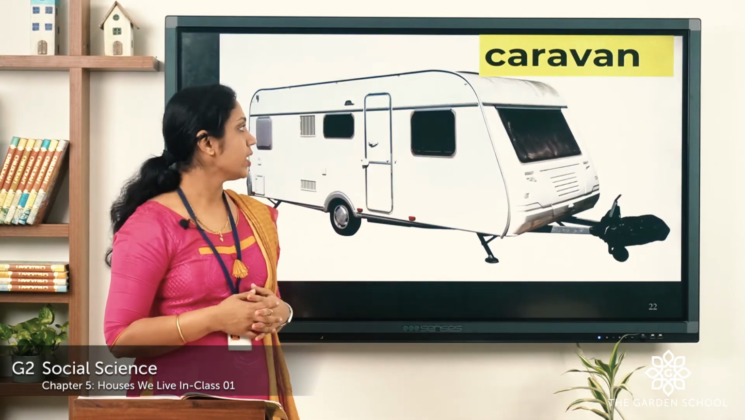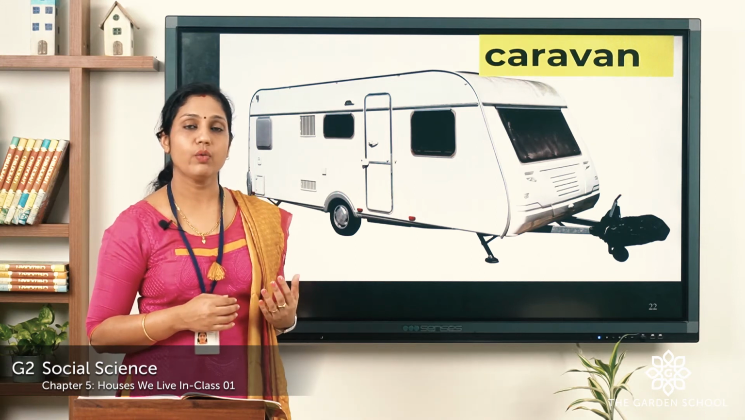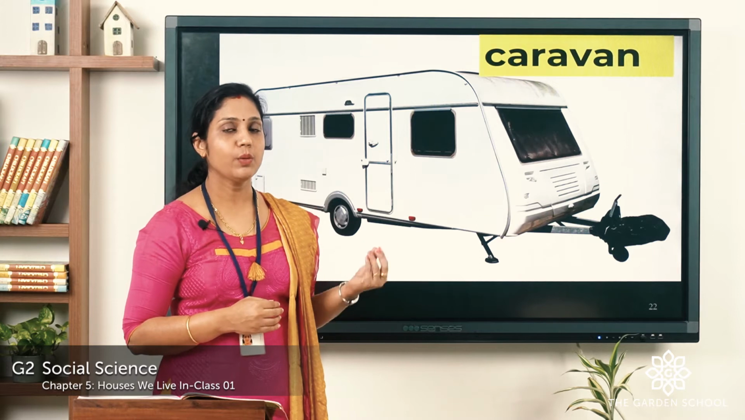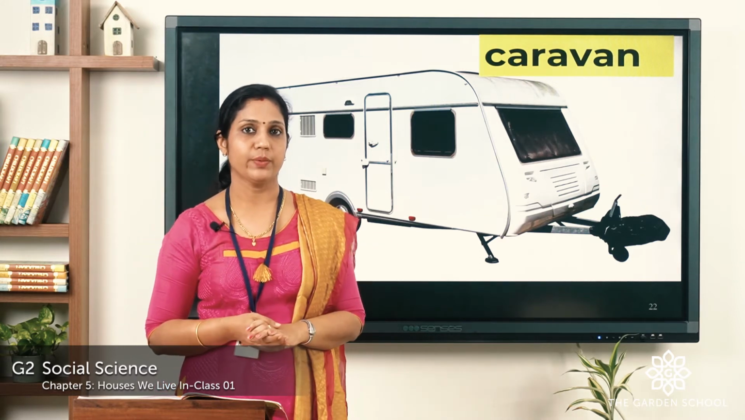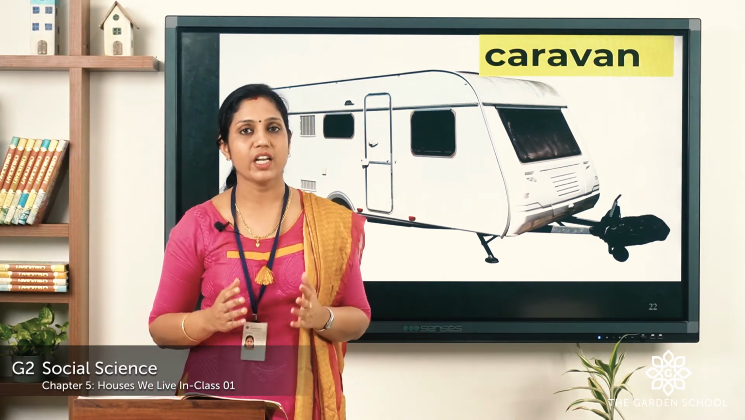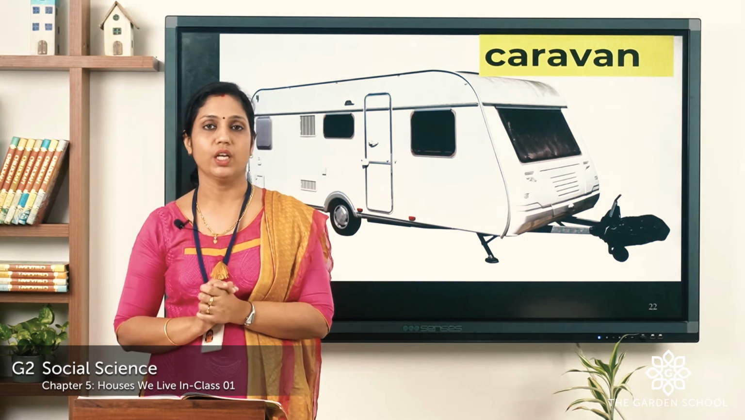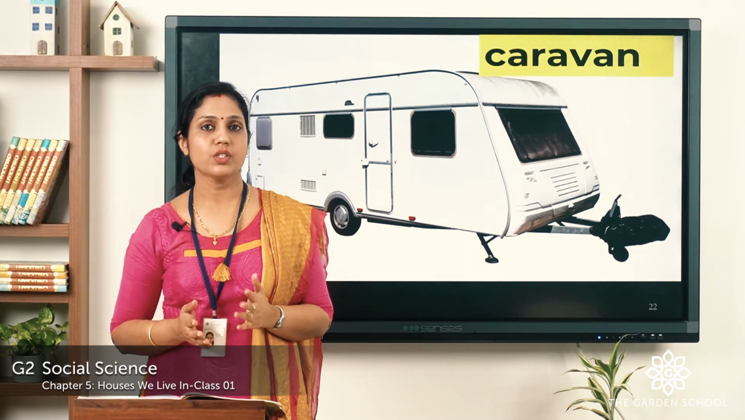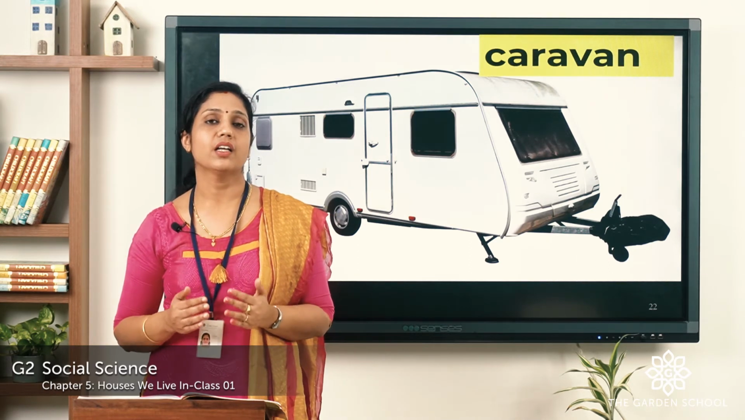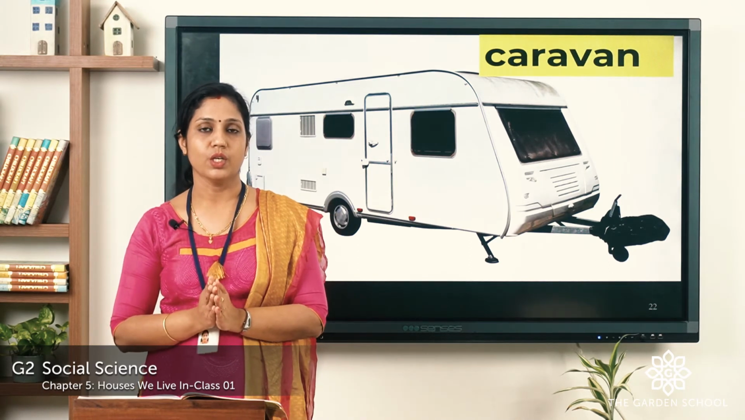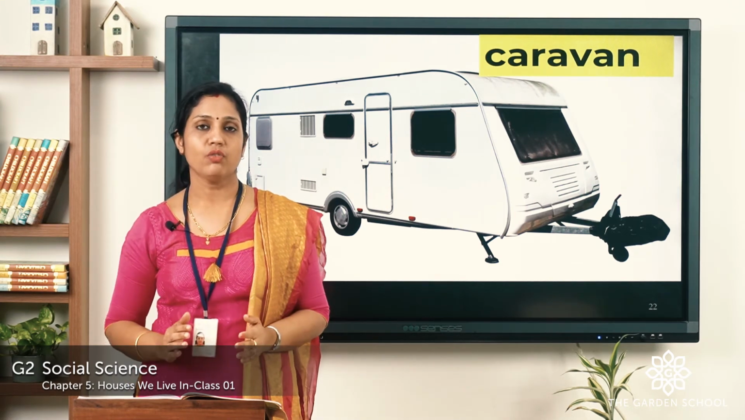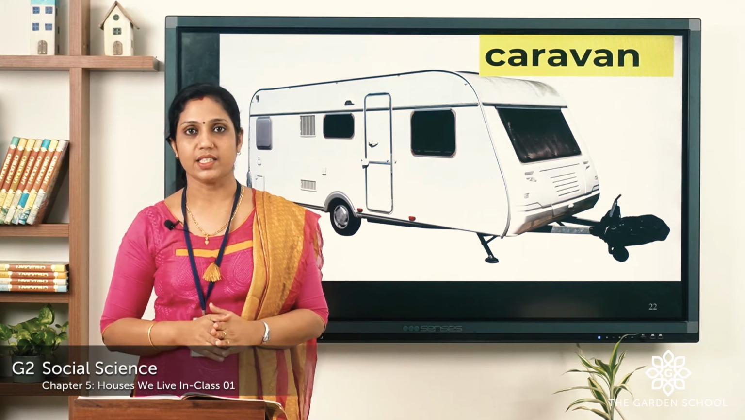The next one is a caravan. A caravan is a house on wheels. A vehicle pulls a caravan from the front. So these are the different types of houses that we learned today. We learned about the flat, duplex house, bungalows, etc., and movable houses also. So now let's move on to our exercises.